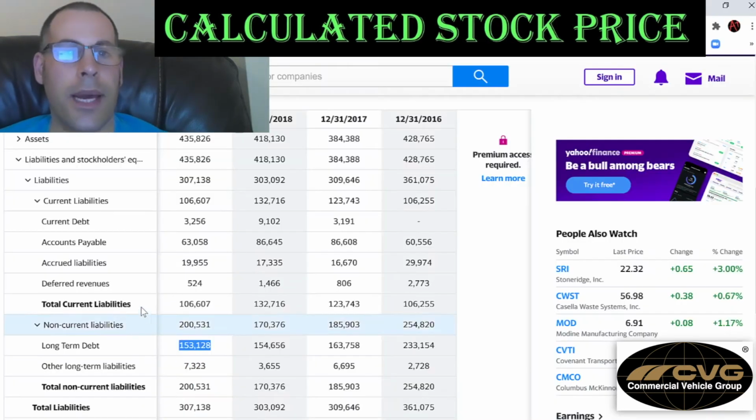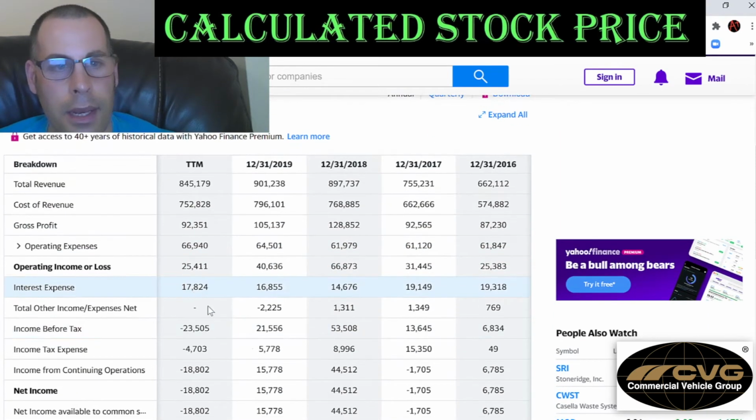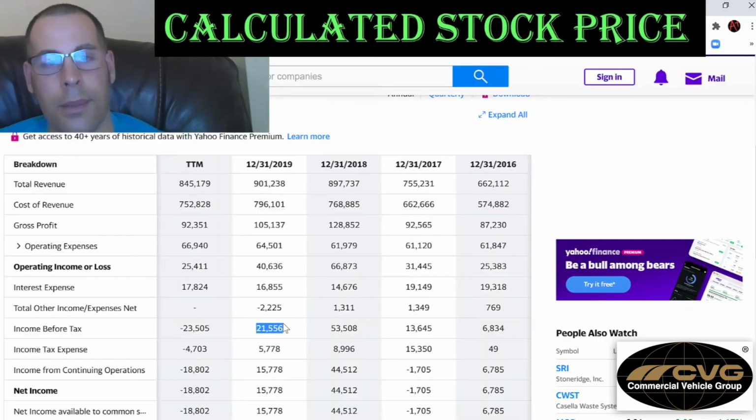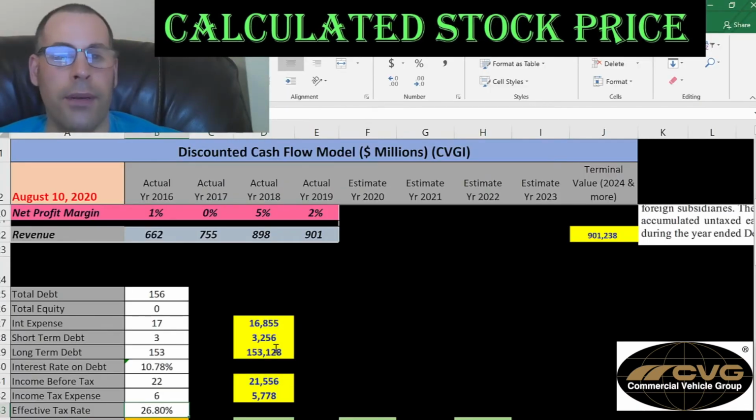Since interest payments are tax deductible, let's get their effective tax rate. We'll go back to the income statement. Income before tax of $21 million. And income tax of $5.8 million. So their effective tax rate is 27%. To get the cost of debt, it's the interest rate on the debt times 1 minus the effective tax rate, and that comes out to 7.9%.